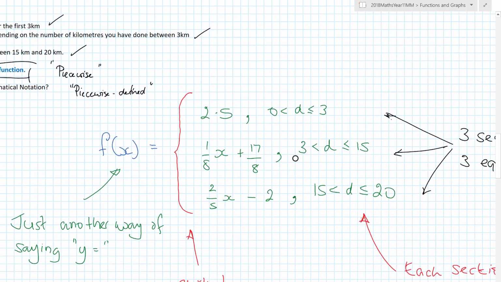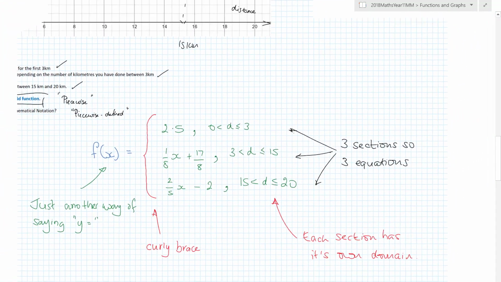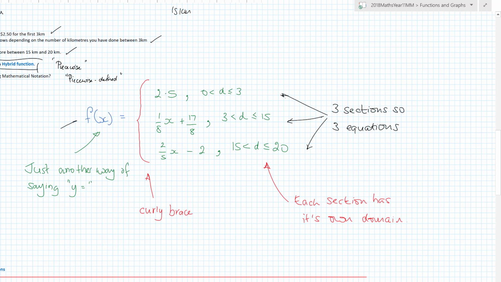So, first things first, we use these curly brackets. And you must get used to drawing curly brackets. Drawing these type of brackets really doesn't cut the mustard with VCE or with examiners. And we now know, as I've said here, that this f of x is just another way of saying y equals. So we are using these curly brackets to write 3 equations.